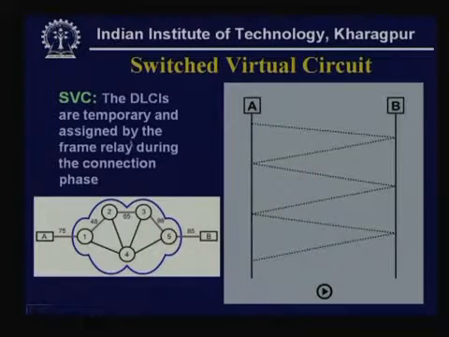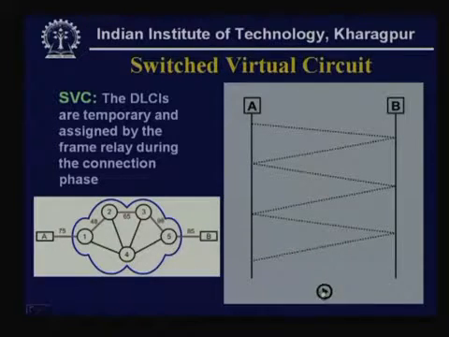On the other hand, whenever the switched virtual circuits are created, the DLCIs are temporary. The data link connection identifiers are temporary and assigned by the frame relay. That means the network does the assignment during the connection phase. As you can see, for communication from A to B, these two DTEs, the DLCI here is 75, from 1 to 2 it is 48, from 2 to 3 it is 65, from 3 to 5 it is 98, and from 5 to B is 85. And this is being set up again in a dynamic manner.